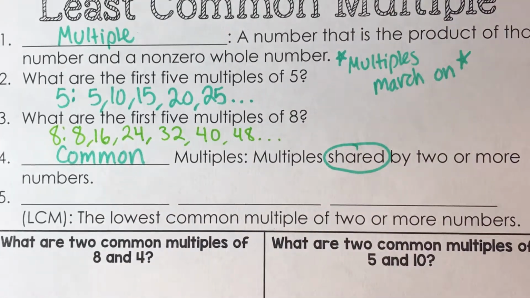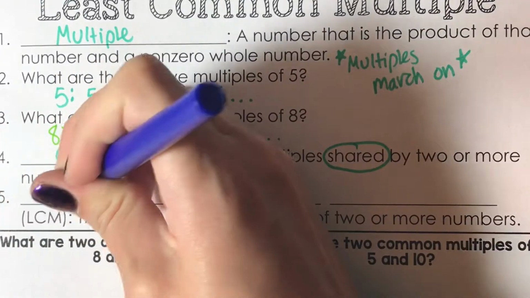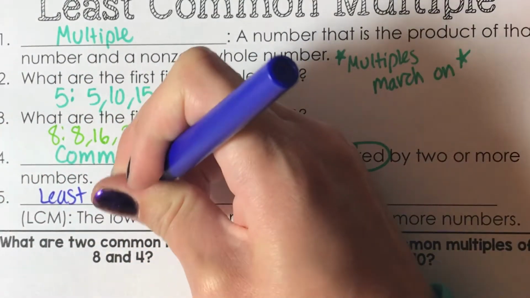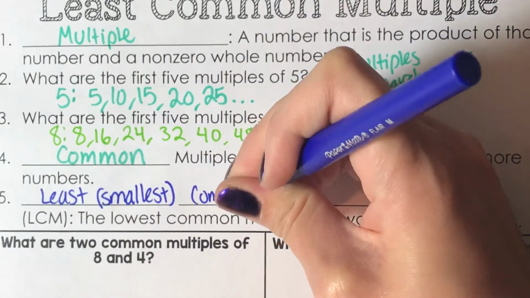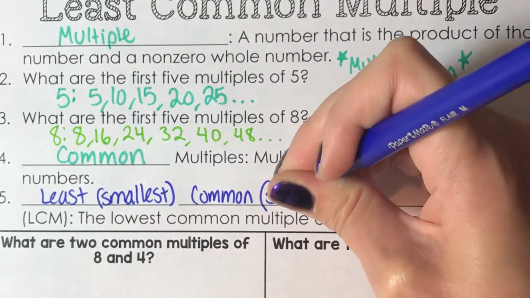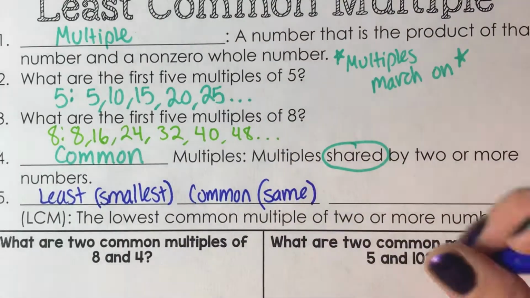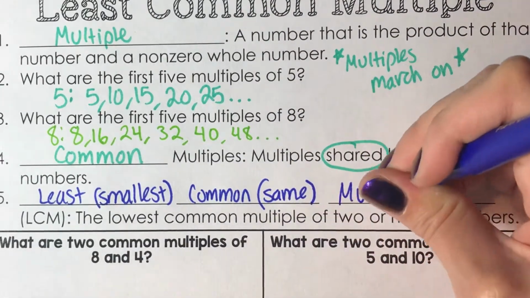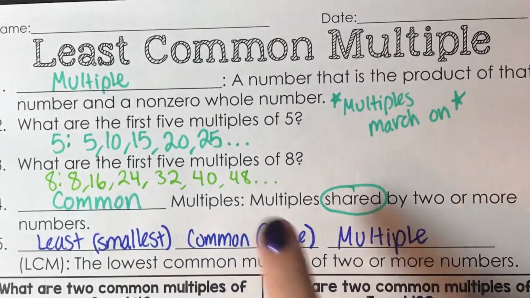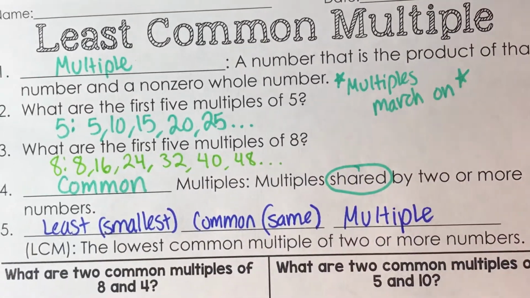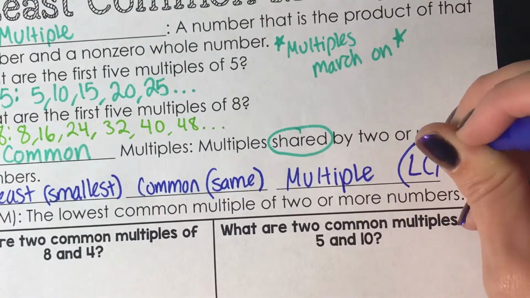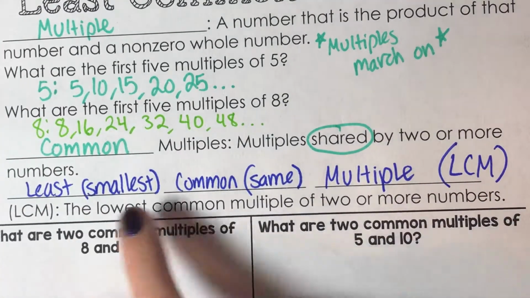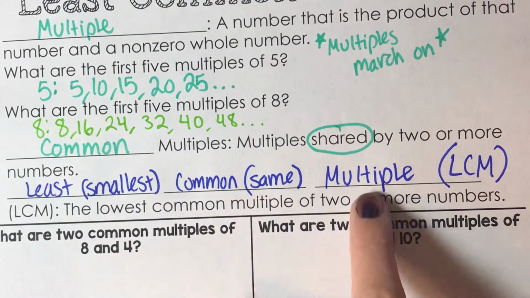So I want to point out one last thing. Least is asking for the smallest. Common means either the same or shared. And then multiple, which we already discussed what the definition of a multiple is. So if I'm asking for the LCM, it stands for least common multiple or smallest same multiple.